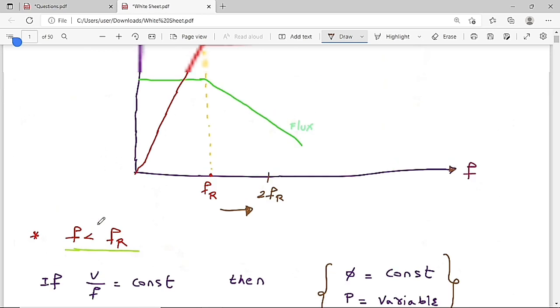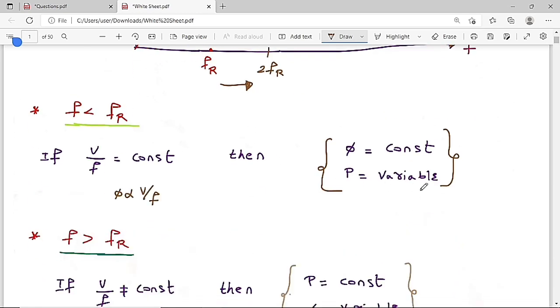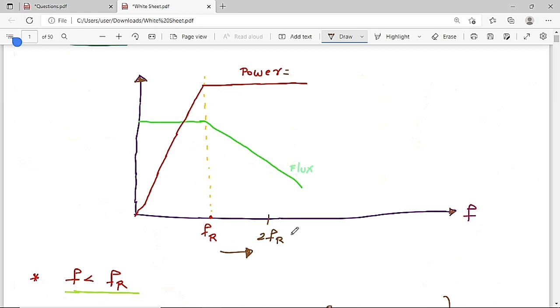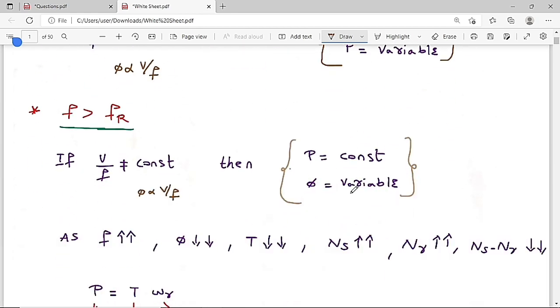As you can see clearly from the picture, whenever the frequency is less than the rated frequency, the flux is constant and the power is variable. For above the rated frequency, if V by F is not constant, then as I have already told you, flux is directly proportional to V by F, so flux is also not constant, it is variable. Then, as you can see clearly from the picture, for above the rated frequency, power is always constant.